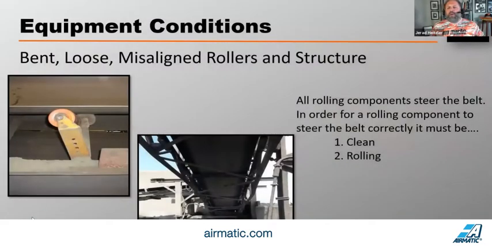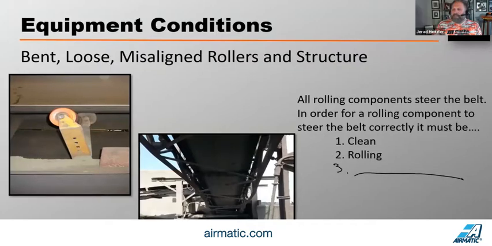Okay, a couple of equipment conditions that will cause a belt to mistrack is anytime you have bent, loose, or misaligned rollers or structure. All rolling components steer the belt. In order for a rolling component to steer the belt correctly, it must also be aligned.